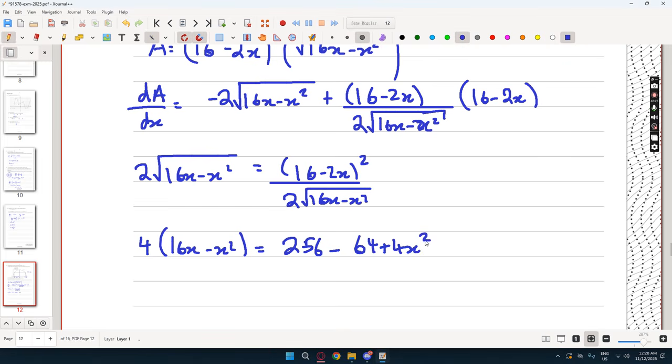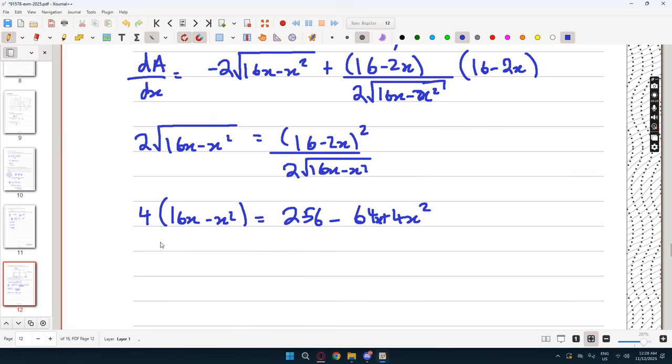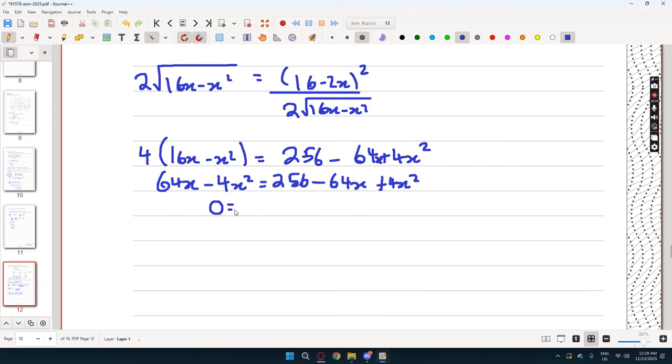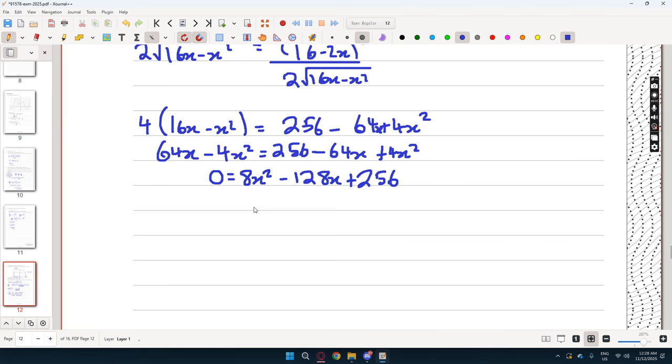64 plus 4x squared. 64x. 32. So 64x minus 4x squared equals 256 minus 64x plus 4x squared. So 0 equals 8x squared minus 128x plus 256. So 0 equals x squared minus 16x plus 32.